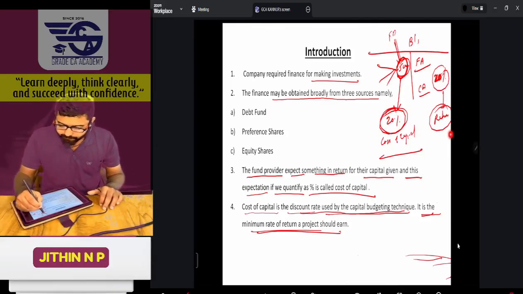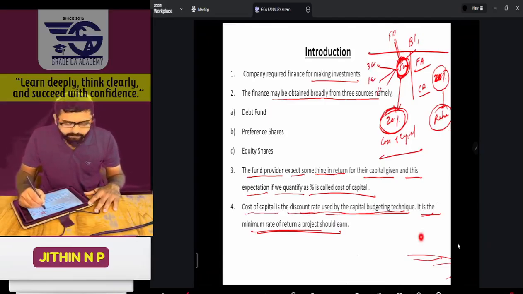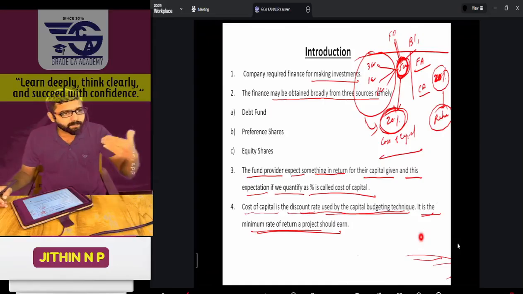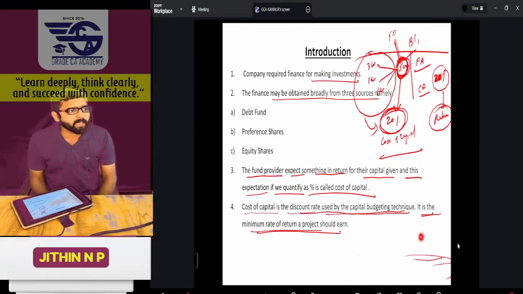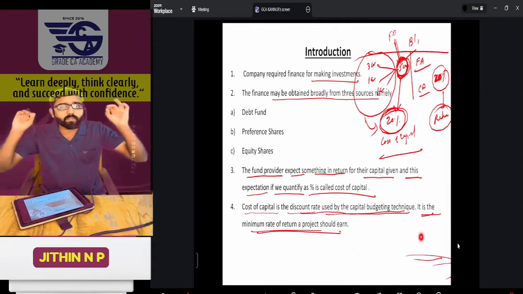Listen here: for 5 crore capital we collected, 3 crore from equity share capital, 1 crore from preference capital, and 1 crore from debt fund. This overall cost of capital is 20%. The company needs to pay return to the equity shareholders, preference shareholders, and the debt fund also. Overall cost to the company is 20%. Cost of capital is 20%. Clear? Okay. That 20% is the minimum rate of return a project should earn.